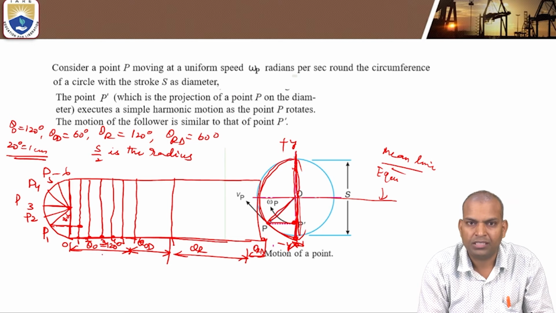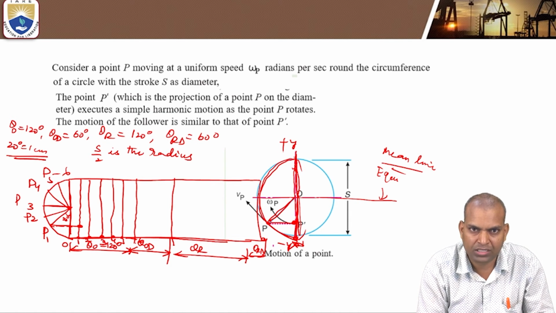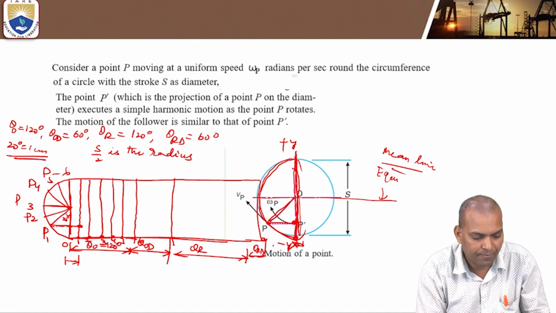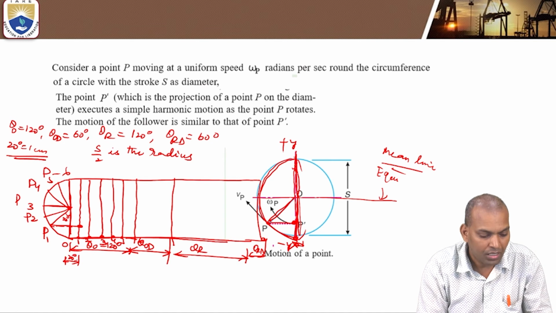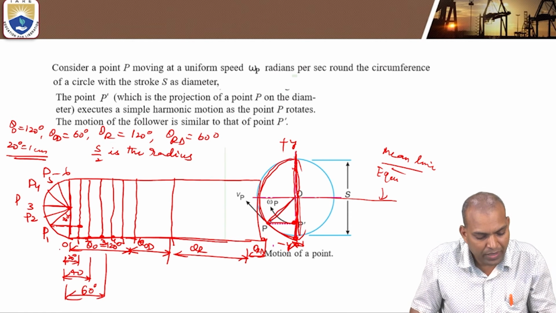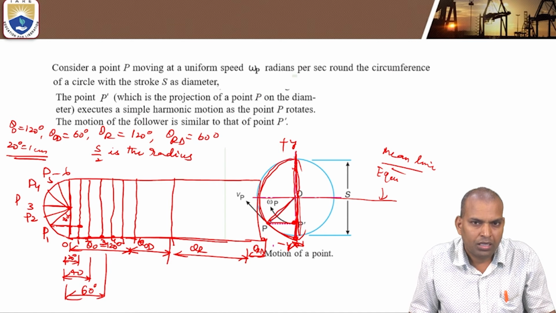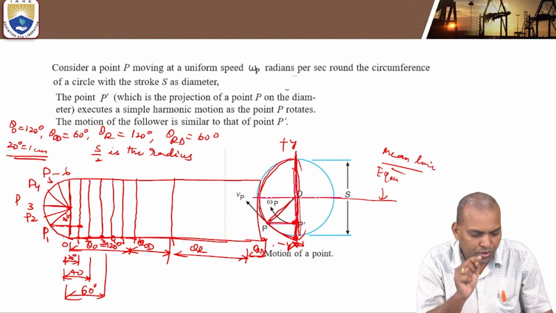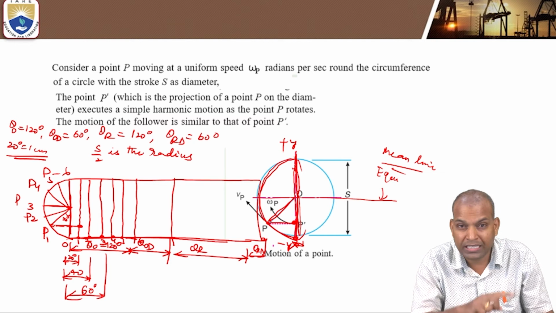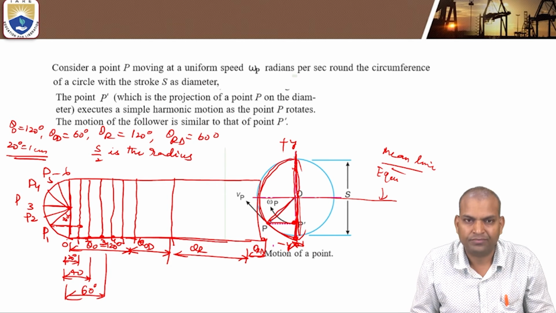This is 0, 1, this is 120 degrees, divided into 6 equal parts. That means each part indicates 20 degrees. Next, part 2 is 20 plus 20, 40. This is 60 and so on. Now, when the cam has 20 degrees of rotation, the harmonic motion moves from 0 to P1, that is 20 degrees angular displacement. That projection falls on 1.